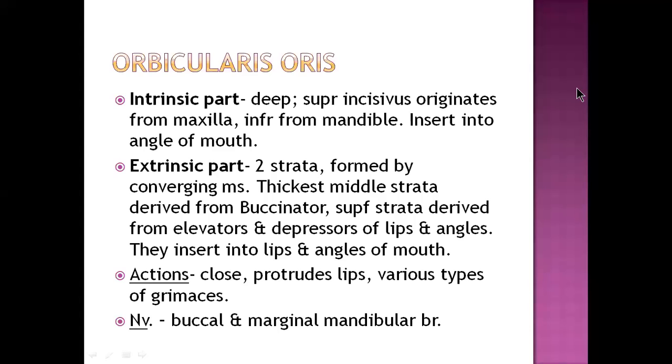Orbicularis oculi muscle, I told you, goes around the eyeball, isn't it? But I'm not coming to orbicularis oculi, I'm coming to orbicularis oris. Oculi, I will discuss after this. Now coming to orbicularis oris, that goes around the oral cavity. So it has an intrinsic part and an extrinsic part. The intrinsic part is for the deeper muscles. The superior incisivus originates from the maxilla, the inferior from the mandible, and inserts at the angle of the mouth.